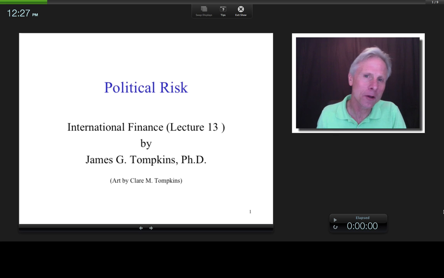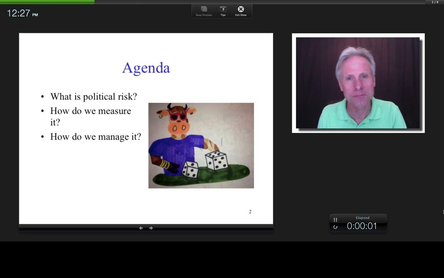So today I want to look at one more final kind of risk, if you will, and that is political risk. And I'll obviously show you what the agenda is, and the agenda will say, well, what is political risk, and how do we measure it? And by the way, how do we manage it? So let's begin with what is political risk.